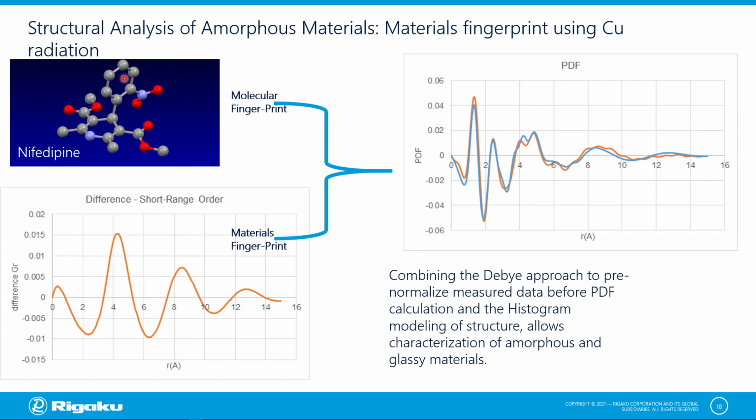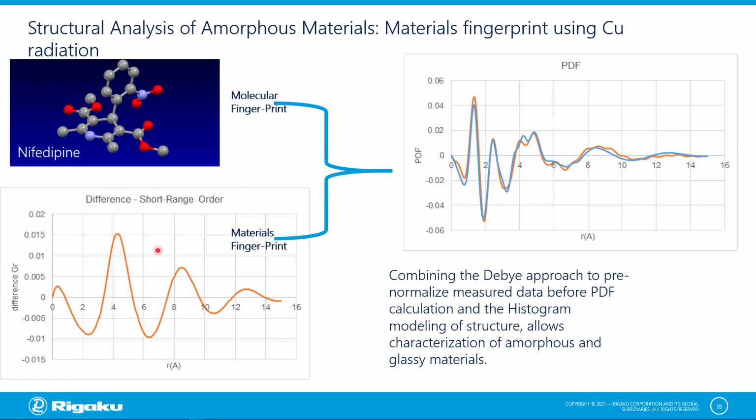Within the histogram model, we can incorporate our molecular model itself, and we can combine that with a function that describes the local molecular packing. And the function that we typically use is this stretch paracrystalline function. By combining these two together, we can directly calculate a simulated PDF, which we can then compare to the PDF derived from the measured data utilizing the Debye normalization and extension approach.